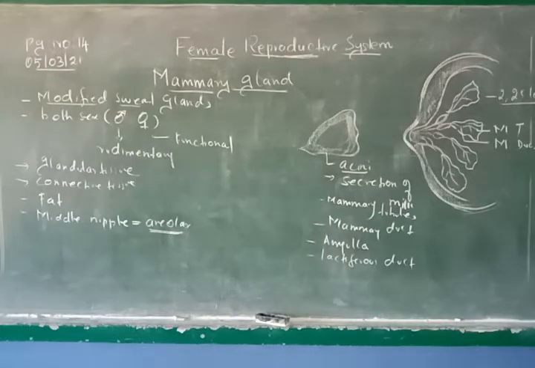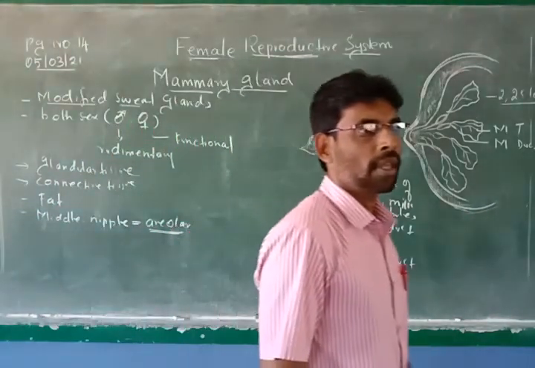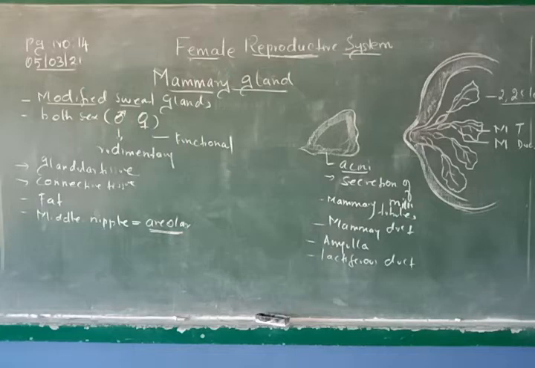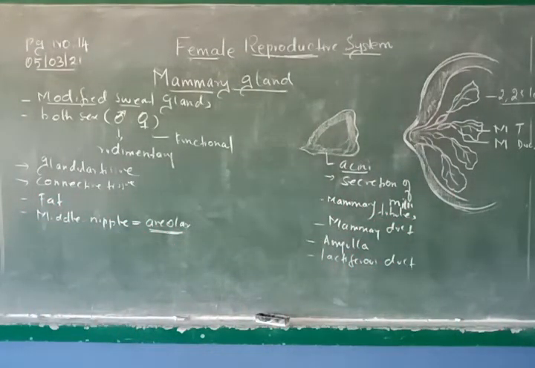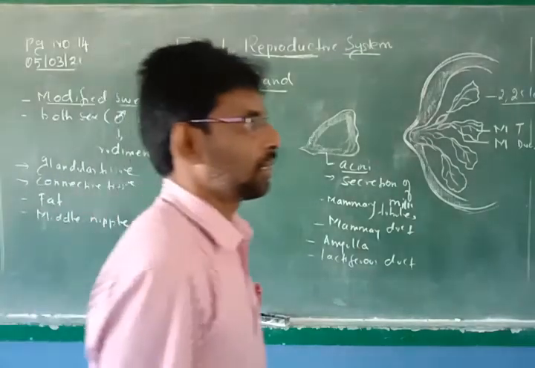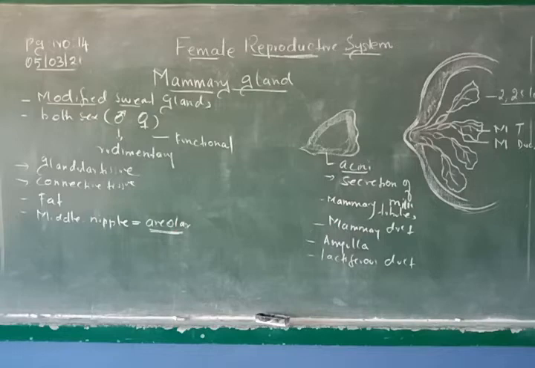Question number 2. The main function of fimbriae in the fallopian tube is dash. What is the function of the fimbriae? Question number 3. The main tissue present in the breast is dash.